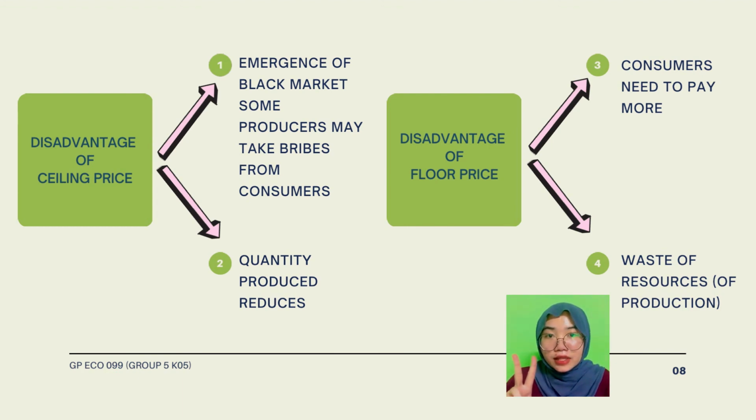The second disadvantage of the floor price is waste of resources of production, which is that a surplus will occur when there is a floor price, and the government will need to purchase excess supplies of agricultural commodities such as cocoa, corn, dairy products and others. Sometimes there will be an overflow of these commodities, which leads to waste of resources because the government purchases are made with taxpayers' money.